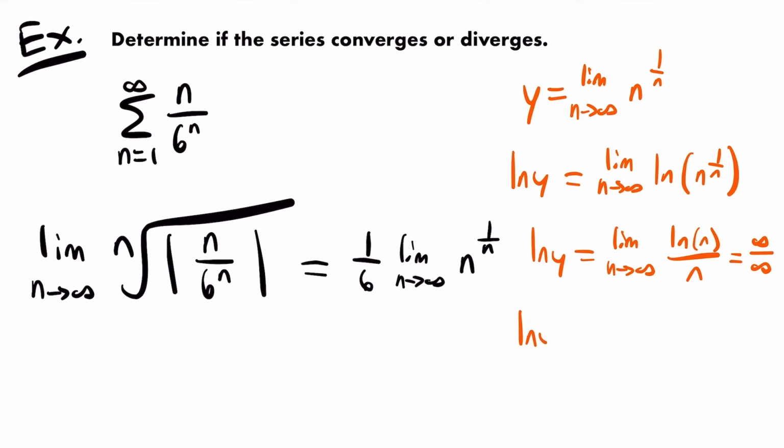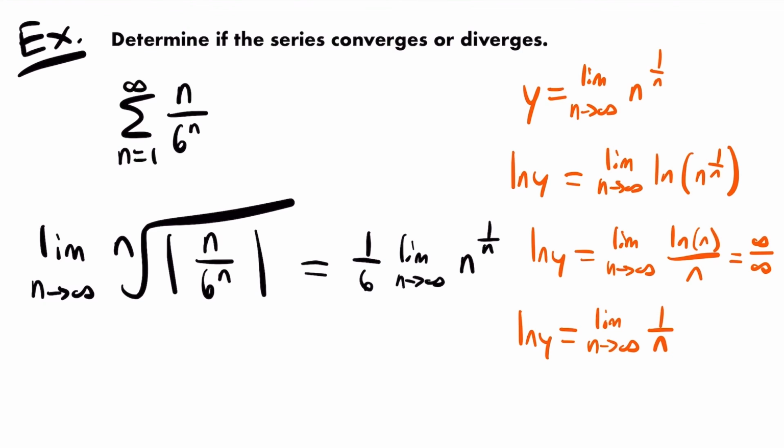So we'll have the natural log of y is equal to the limit as n approaches infinity of the derivative of the natural log of n, which is just going to be 1 divided by n, and that will be divided by the derivative of n. And the derivative of n is 1, and so we have 1 divided by n divided by 1, which is just going to be 1 divided by n. Alright, so I'll rewrite this. We'll have the limit as n approaches infinity of 1 divided by n, and that is a pretty simple limit to evaluate.